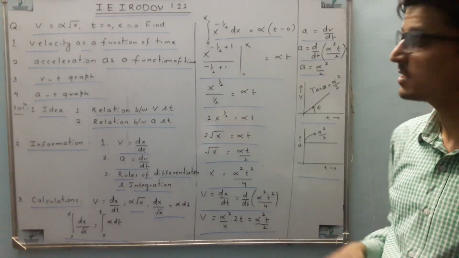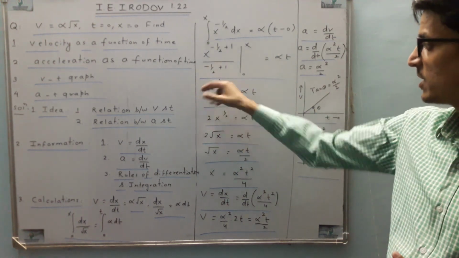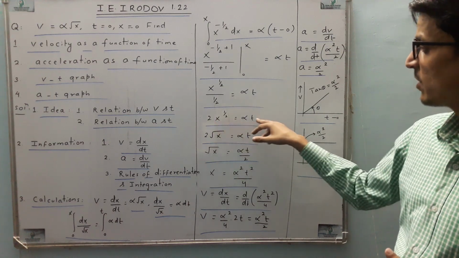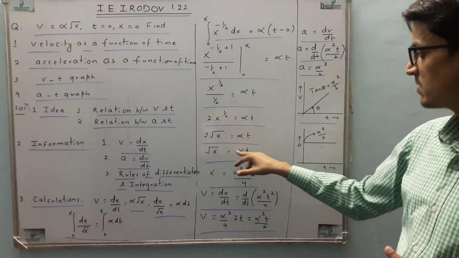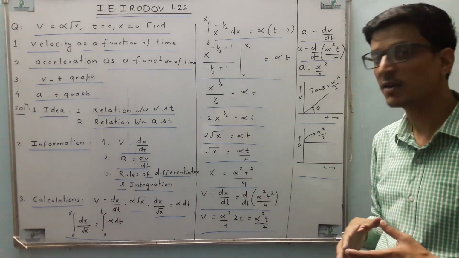You just integrate that, and it will be x to the power half upon half is equal to alpha t. The 2 you can take over here. So 2x to the power half is alpha t. So root x is alpha t by 2. Just square that, and we get x is equal to alpha square t square by 4.